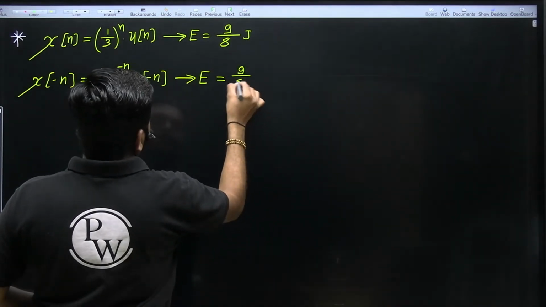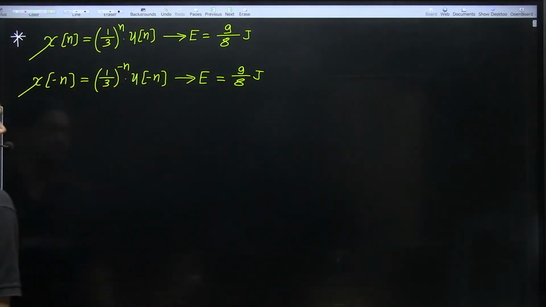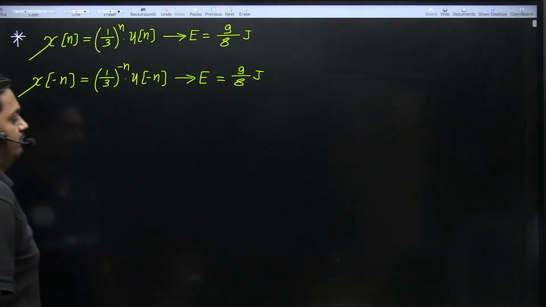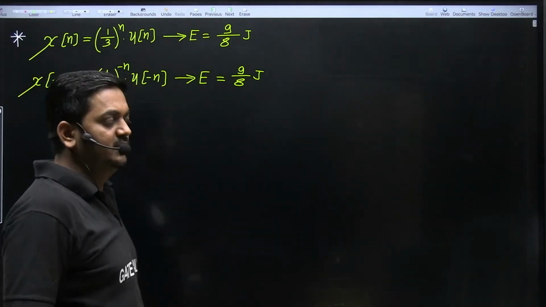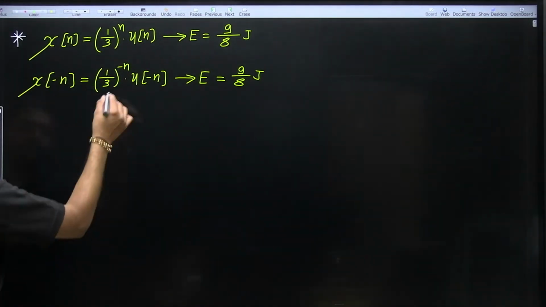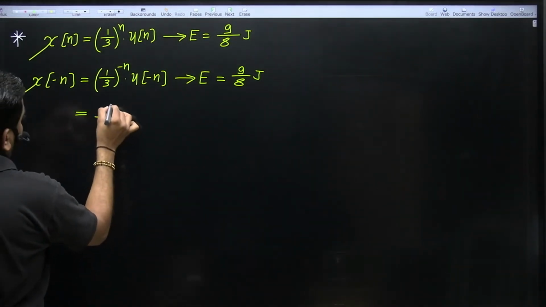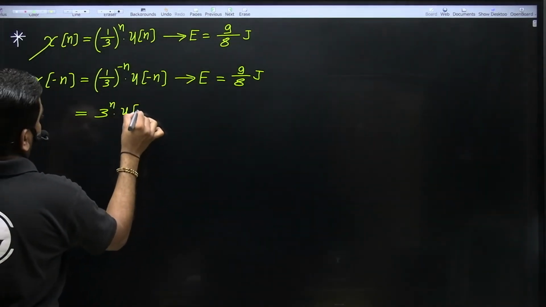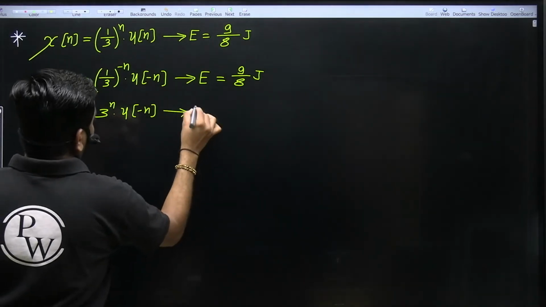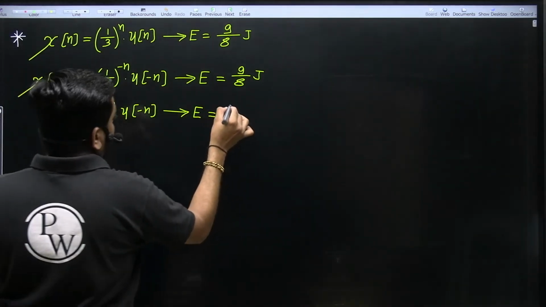Because again this is a decreasing function. There is no change in the amplitude of the samples. Here we can write 3 power n into u of minus n also. Correct? Energy is 9 by 8.